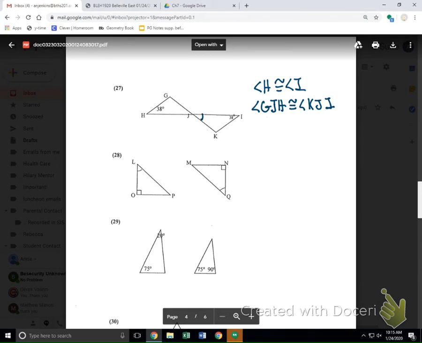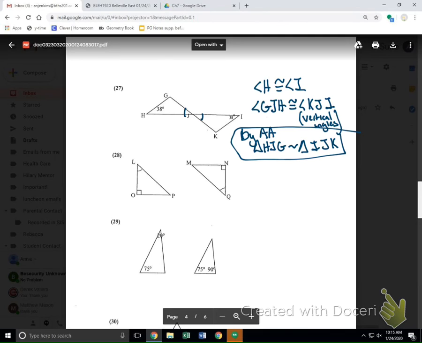We knew that because of what? Vertical angles, and vertical angles are congruent. It doesn't hurt to write vert. Okay, and so by AA, we know our triangles are similar. Make sure the angles that are congruent to each other line up. So HJG is similar to angle IJK.